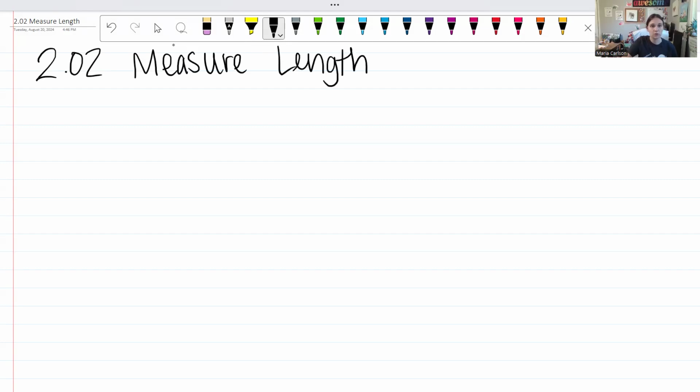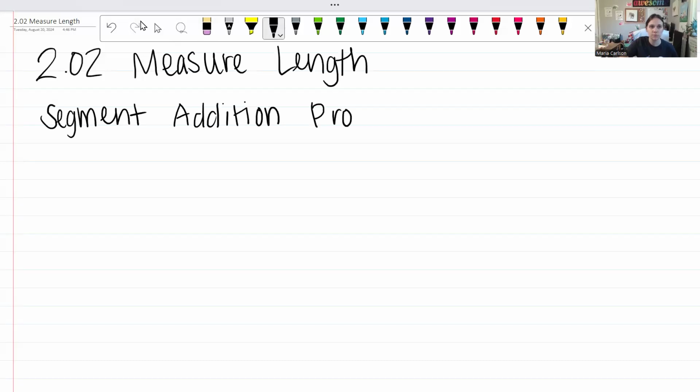All right, so in this lesson, we are going to be using what is known as the segment addition postulate or the segment addition property. Let me move this real quick. That's in the way. Okay. Segment addition property.